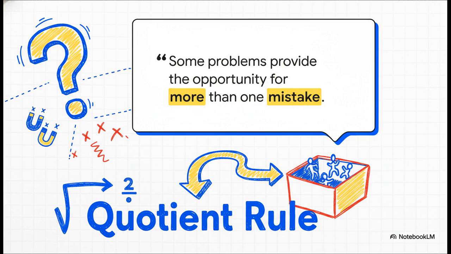Now, knowing the rule is one thing, but actually applying it perfectly when you're under pressure, that's another story. As Professor Russell Blythe puts it, some problems are just magnets for mistakes. So let's look at a classic pitfall that trips up so many people, this time with the quotient rule.